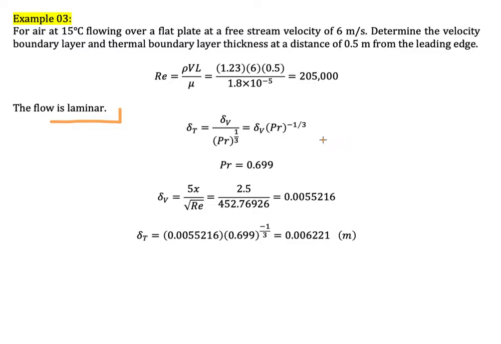And then we use this equation, we could find that the Prandtl number is 0.699. And then we could calculate the velocity boundary layer thickness as this one. So, and then we could calculate the thermal boundary layer thickness as 0.006221 meter.